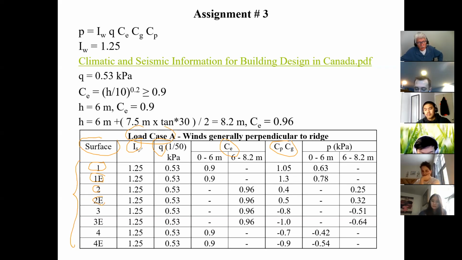Then, of course, the importance factor is the same all the way across. And the q is the same all the way across. The only difference is that it's only the walls that go up to 6 meters, so only these 2 surfaces will have the CE value of 0.9. And then it's only the roof that goes above 6 meters, and therefore only these surfaces will have a CE value of 0.96. And of course, this I copy straight from that figure.